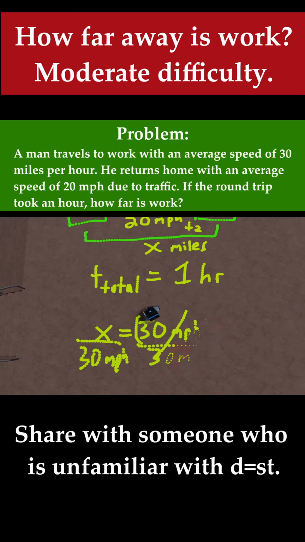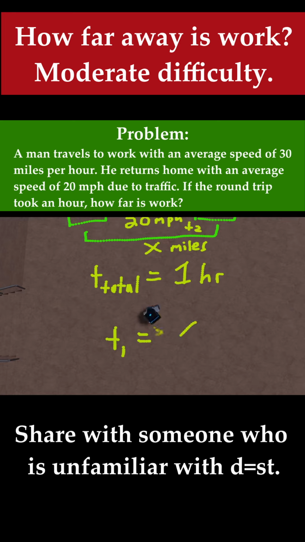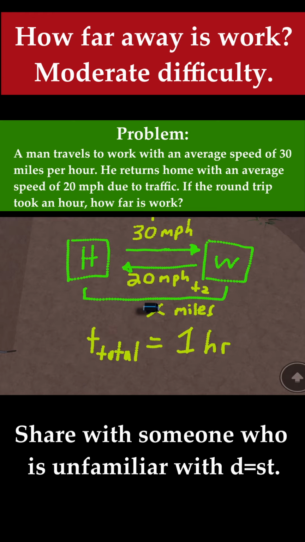And if you do all that, you'll get that t1, the time that it takes to go from home to work, is just x divided by 30. And this will have units of hours, because we divided the miles by the miles per hour. So this has units of hours. Now let's find the time that it takes to go from work back to home. In other words, t2. So I'll set that up.